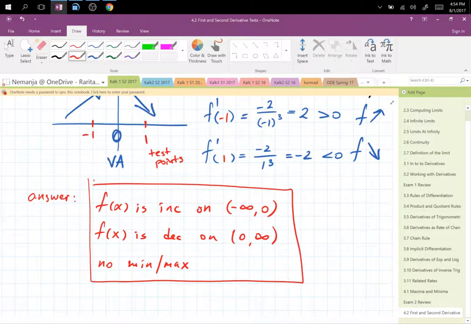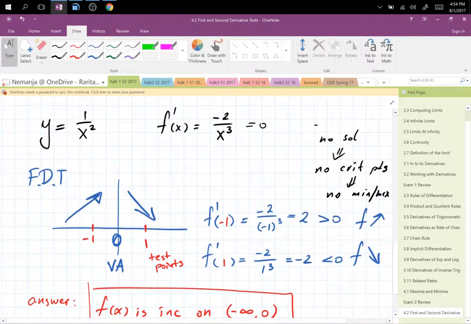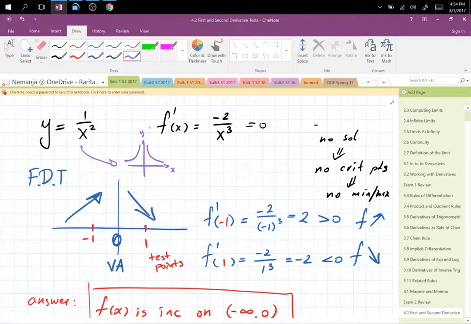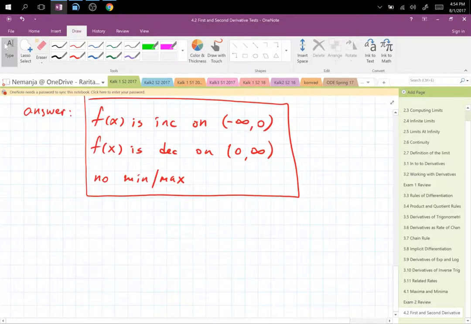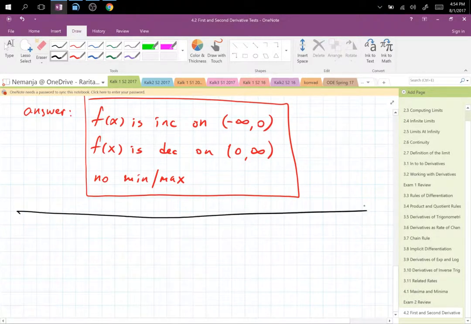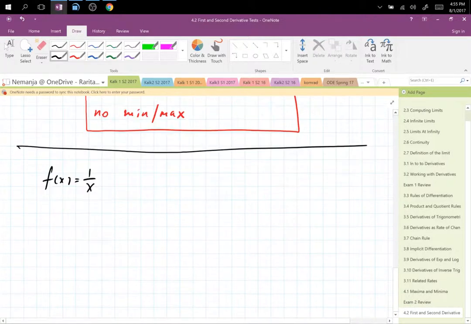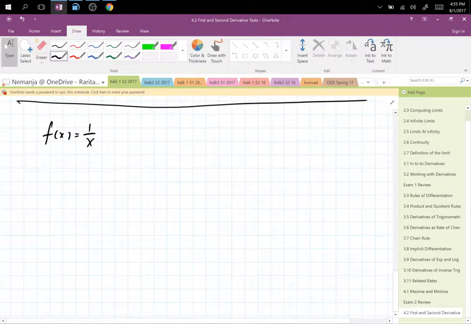Now I just want you for a second to observe the graph for this and connect it with the graph that we have. If you don't know the graph of 1 over x squared, there it is. And you can see that there is increasing part up to vertical asymptote and then decreasing part after the vertical asymptote, right? So I want to challenge you guys with working out this whole thing for f of x equals 1 over x. So work out the whole first derivative test for 1 over x.